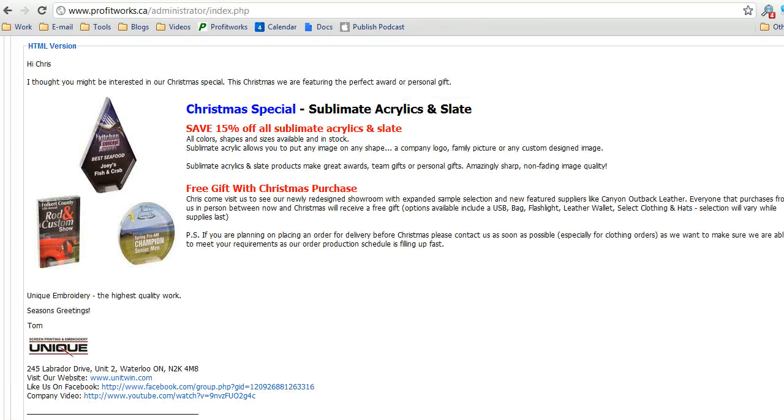Here's an example of the email that went out. You can see in this example the image featuring the product, which in this case was Sublimate Acrylics, which is basically a plastic that you can put any sort of color or image into. So you can see here there's an image of a car and a golf course, so you can make these into trophies or nameplates, or even just put personal pictures in them. The email highlights that these items are on sale, and that there's also a special offer where you get a free gift with any Christmas purchase.